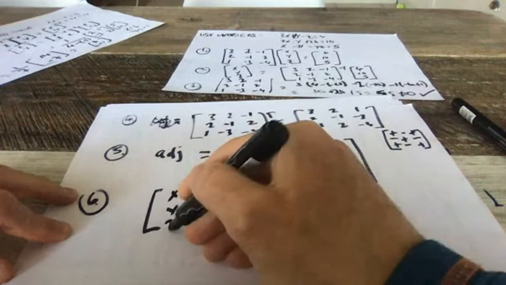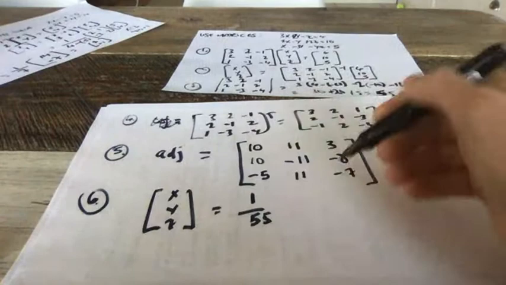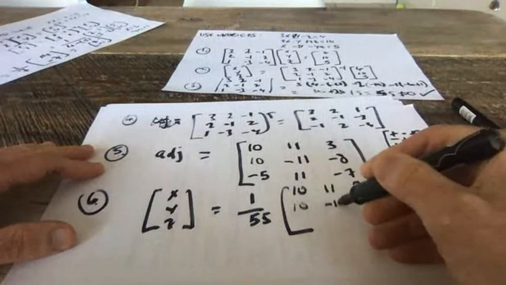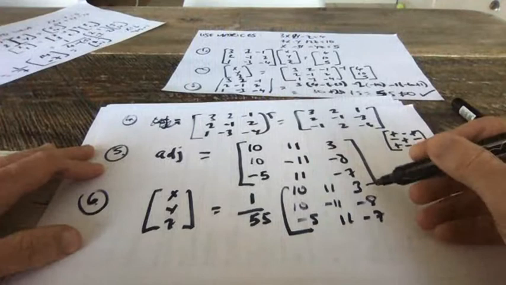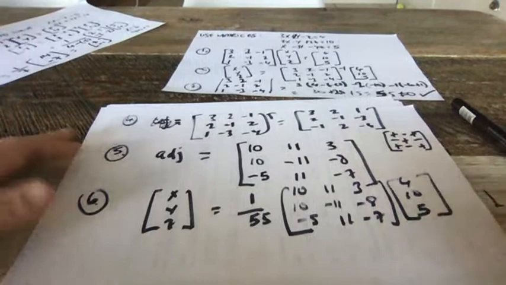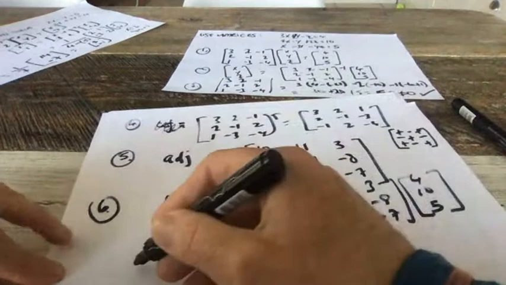It's 1 over 55, because that was the determinant. And you write down the adjoint matrix here, which is 10, 11, 3, 10, minus 11, minus 8, minus 5, 11, minus 7. And you multiply that then by 4, 10, and 5, because that's the right-hand side. So you multiply the inverse of the matrix by the right-hand side, and now off you go. So it's 1 over 55, and you're going to get a square matrix by a column, so you're going to get a column.